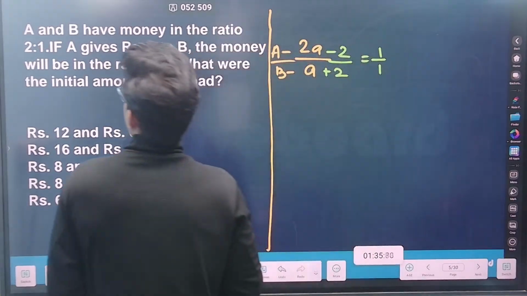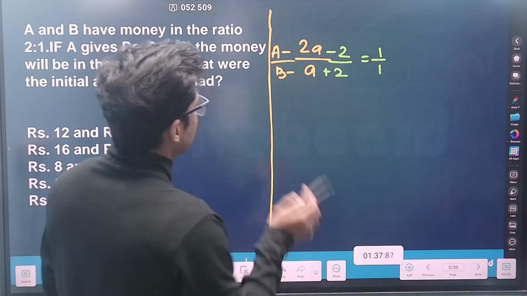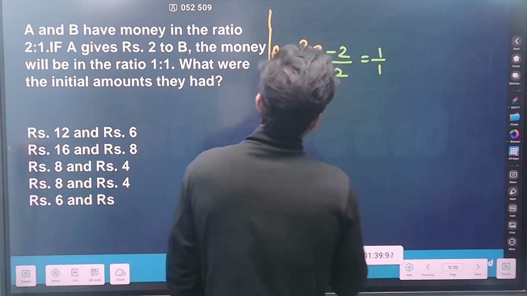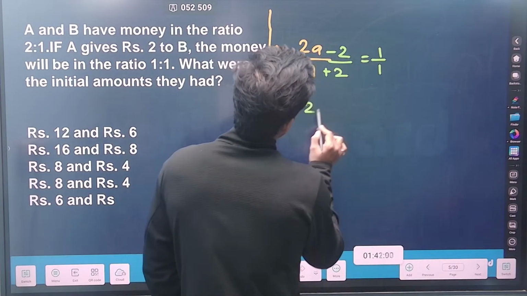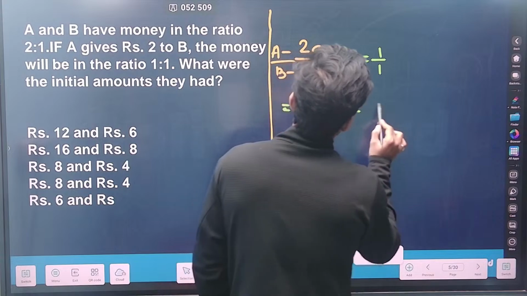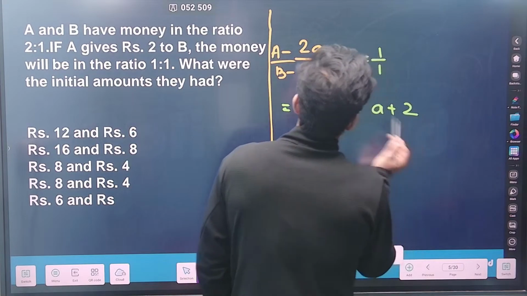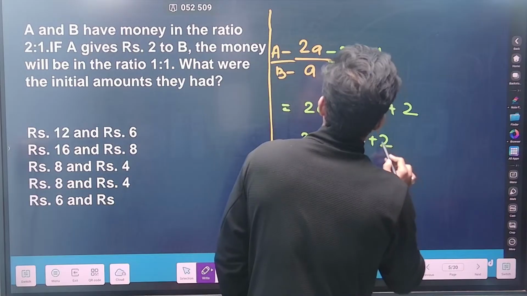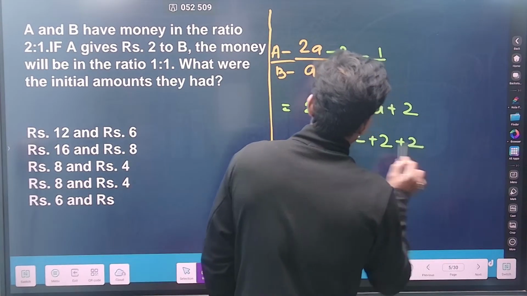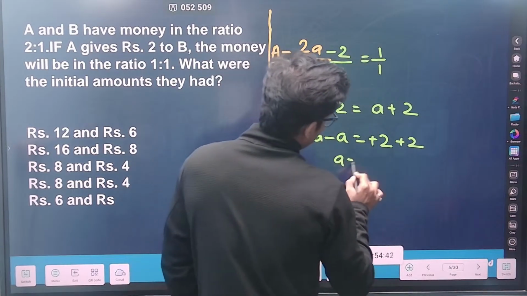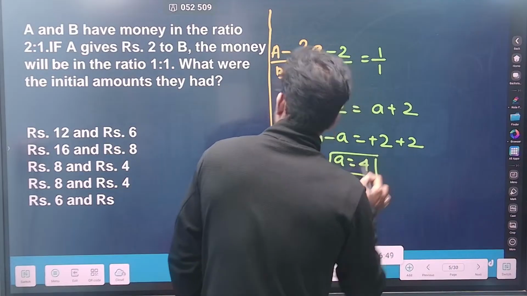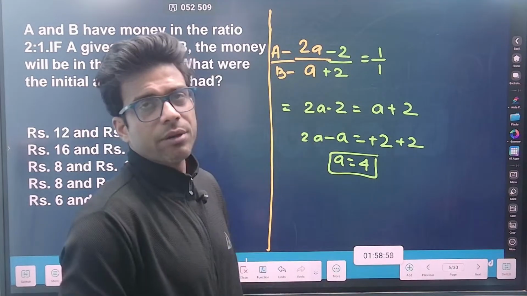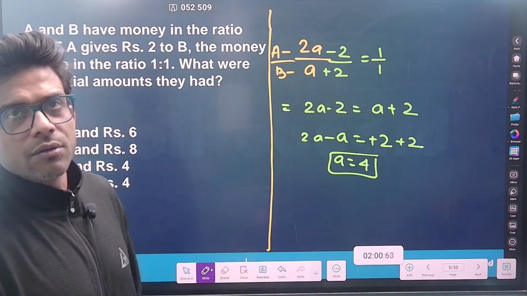Correct? What is the initial amount they had? Now you need to cross multiply, which is 2A minus 2 is equal to A plus 2. From here, 2A minus A is equal to 2 plus 2, which is 4. So from here, A is equal to 4, isn't it? A equals 4. I hope you are getting it.